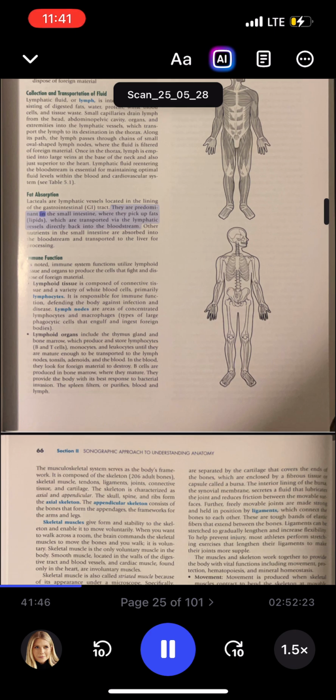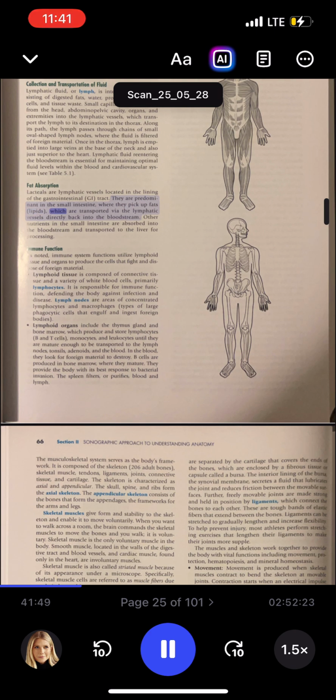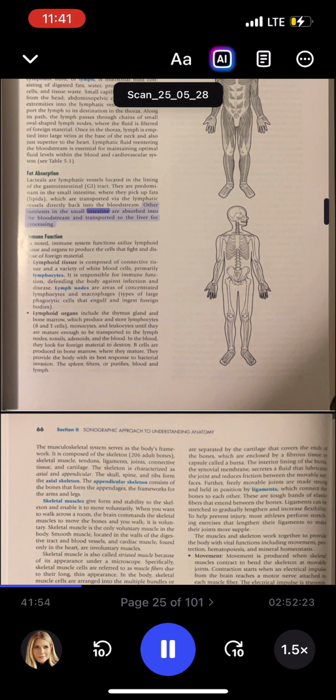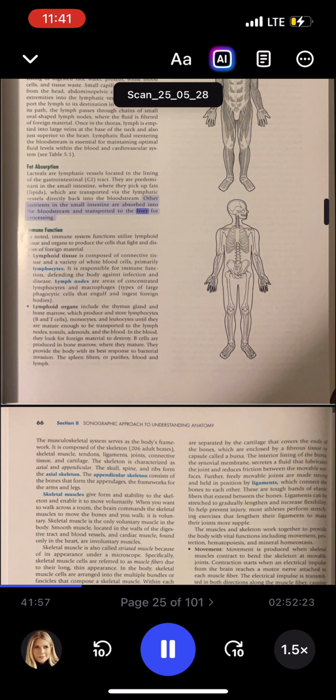They are predominant in the small intestine, where they pick up fats (lipids), which are transported via the lymphatic vessels directly back into the bloodstream. Other nutrients in the small intestine are absorbed into the bloodstream and transported to the liver for processing.